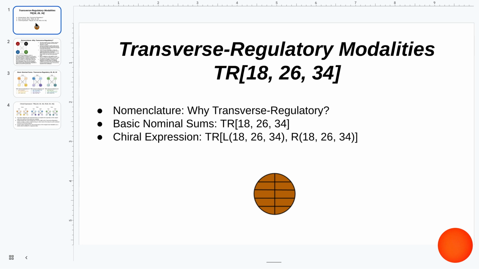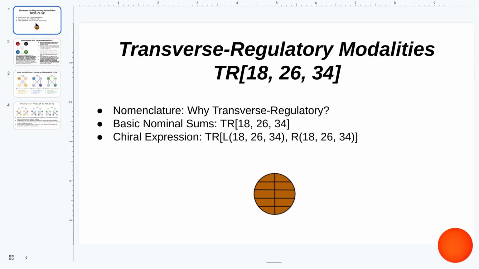Welcome to this lesson on a Western interpretation of the transverse regulatory modalities of the global balance method. The first slide answers the question, why is this category of global balance modalities labeled transverse regulatory? Next, the principle of using basic nominal sums to label each individual modality within the category is covered in brief, along with a diagram of each mode and its color coding.